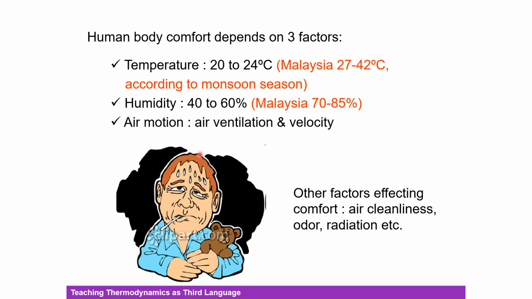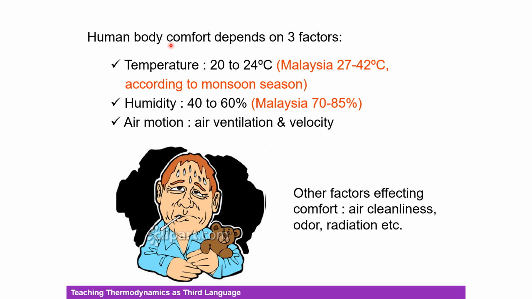So we want to live in an environment that is neither hot nor cold, neither humid nor dry. However, comfort does not come easily, since the desires of the human body and the weather usually are not compatible. Right? Just like in Malaysia, the temperature of the surroundings can be in this range, 27 to 42 degrees Celsius, according to monsoon season.